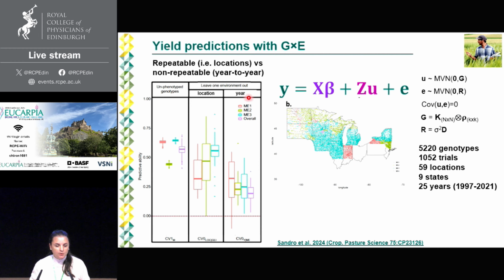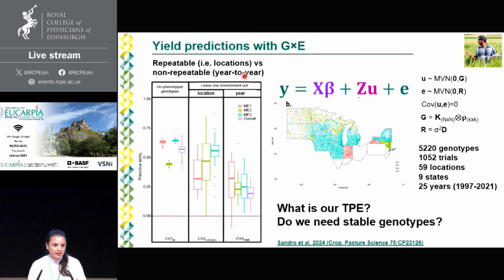But when we do that for leave 1 year out, so now you can see that the predictive ability goes down a lot. And this is because this year-to-year variability is very large. But also, the other thing is that it's non-repeatable. We don't know what year we're going to get next year. So then it bears the question on what are we breeding for, and what's our target population of environment, and do we need stable genotypes, right? And this is a question that I started to think more as a breeder, right?